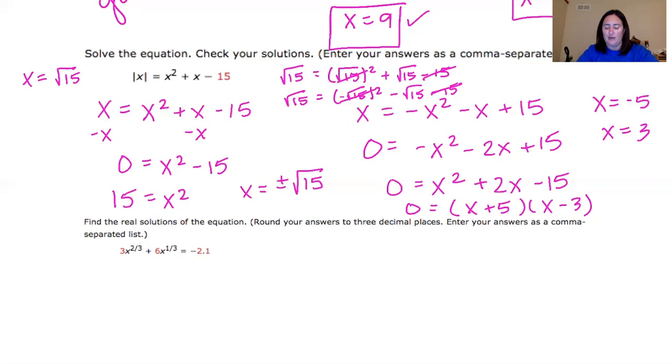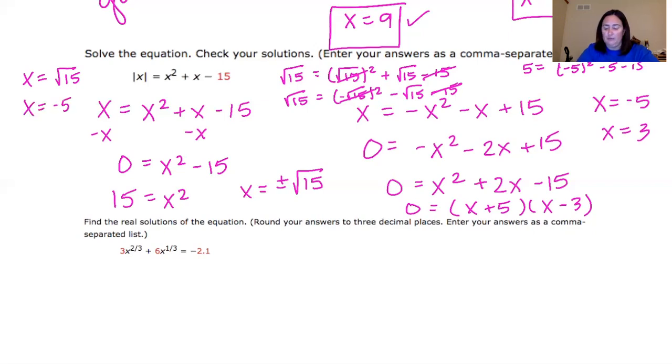So we have our negative 5. So absolute value of negative 5 gives me a positive 5. Then we would have negative 5 squared minus 5 minus 15. Negative 5 squared is 25. 25 minus 20 is 5, so that solution does work. So x equals negative 5 does work.